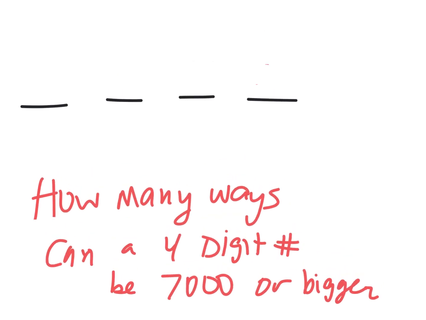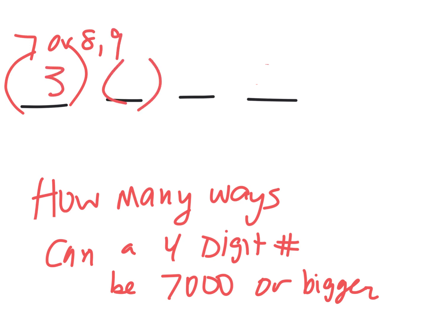Talk about the strategy you used with the kid next to you. All right. It's all about choices. How many choices do I have for that spot? Well, normally there's 10 choices. But in this case, I could have a 7 or an 8 or a 9. 3 choices. For the other spots, since I don't care as long as it starts with a 7 or 8 or a 9, these can be anything. So 10, 10, 10. Make sense to you?